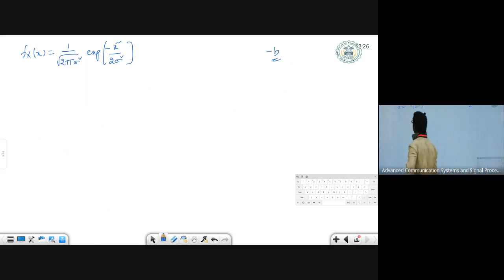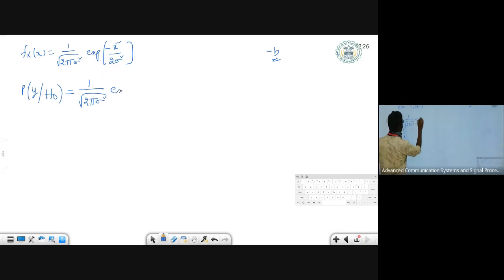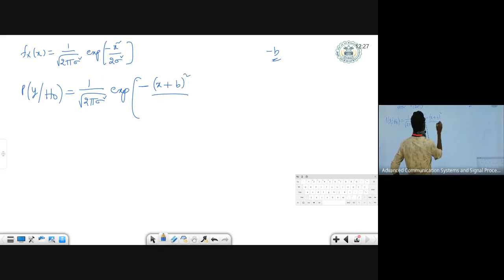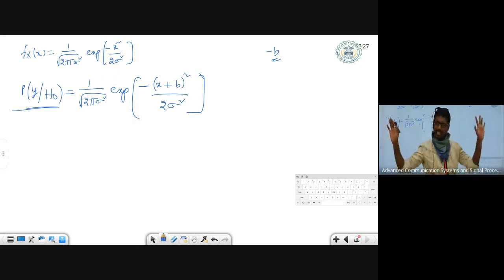So the probability of receiving y when h naught has been transmitted is equal to 1 upon root 2 pi sigma square exponential of minus, actually x minus mu whole square we will write. X minus mu whole square means it will be x plus b whole square by 2 sigma square. This is the transition probability that we are going to have when the symbol h naught has been transmitted. Is this point clear to you?